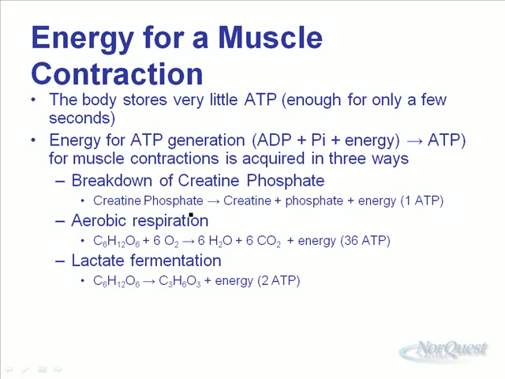The next way to get ATP is through aerobic respiration. This is the metabolism of glucose, or oxidation of glucose. So here's our glucose molecule. When we oxidize it, we get 36 ATP, roughly, from each glucose molecule. That gives us energy to move our muscles.